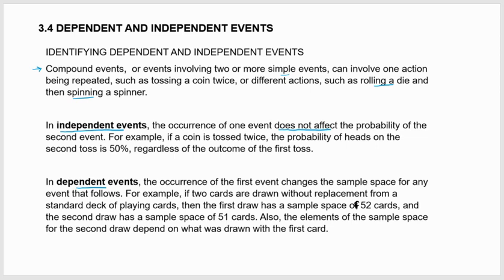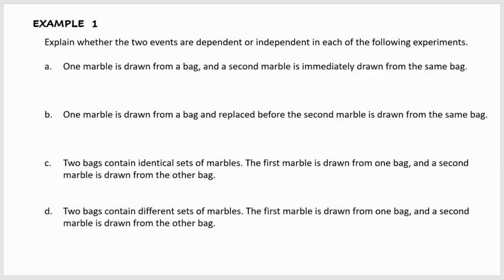Dependent events: the occurrence of the first event changes the sample space for any event that follows. So for example, if two cards are drawn without replacement from a standard deck of playing cards, then the first draw has a sample space of 52 cards. The second draw has a sample space of 51 cards. Also, the elements of the sample space for the second draw depend on what was drawn for the first card. And we'll see as we go along what that means.